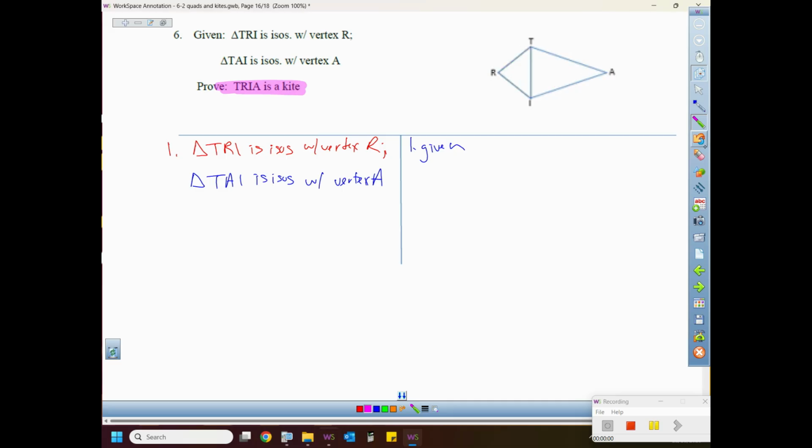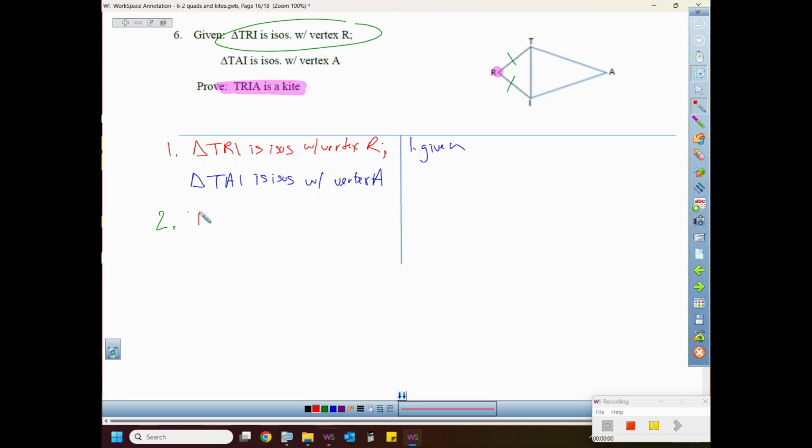So the way I ask myself this is, how can I do that? What do I need to be a kite? Do I need some sides the same or do I need some angles the same? I believe I need some sides the same. So I'm going to use this red isosceles triangle right here. Triangle TRI is isosceles with this vertex of R right here. So if R is the vertex, shouldn't this side and this side totally be the same? And all we've got to do is go write that down.